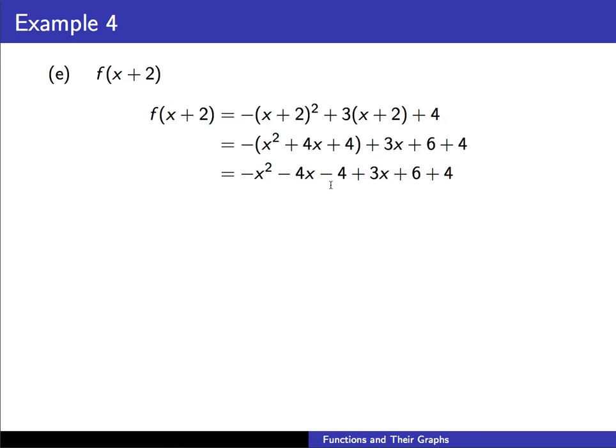So again, negatives just make them the opposite. And then bring down the plus 3x, the plus 6, and the plus 4. Now when we combine all of our like terms, we get negative x squared, negative 4x plus 3x is negative x, and then negative 4 plus 6 plus 4 is 6. So we can even plug in other expressions into functions, not just numbers.